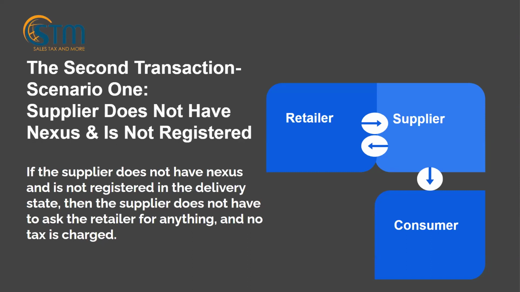So if the supplier does not have nexus, they don't have this link with the delivery state, and they're not registered, they're not required to be registered, then the state can't require them to collect the tax. So if the supplier doesn't have nexus, not registered, the supplier doesn't ask for anything. They don't ask for the tax. They don't ask for a certificate. So scenario one, pretty easy for everyone involved.